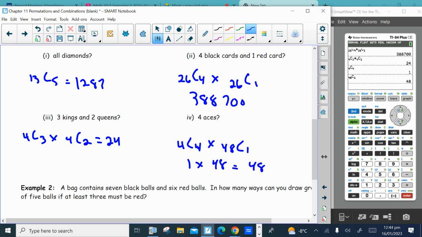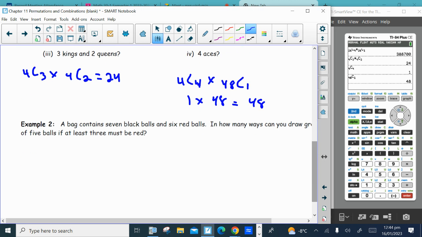Which, if you think about it, makes sense. Right? You could have all four aces and a 2. And there are 4 different 2s you can get. So that's 4 possibilities. You can have all 4 aces and a 3. And there are 4 3s. So now you're up to 8 possibilities. And so on.